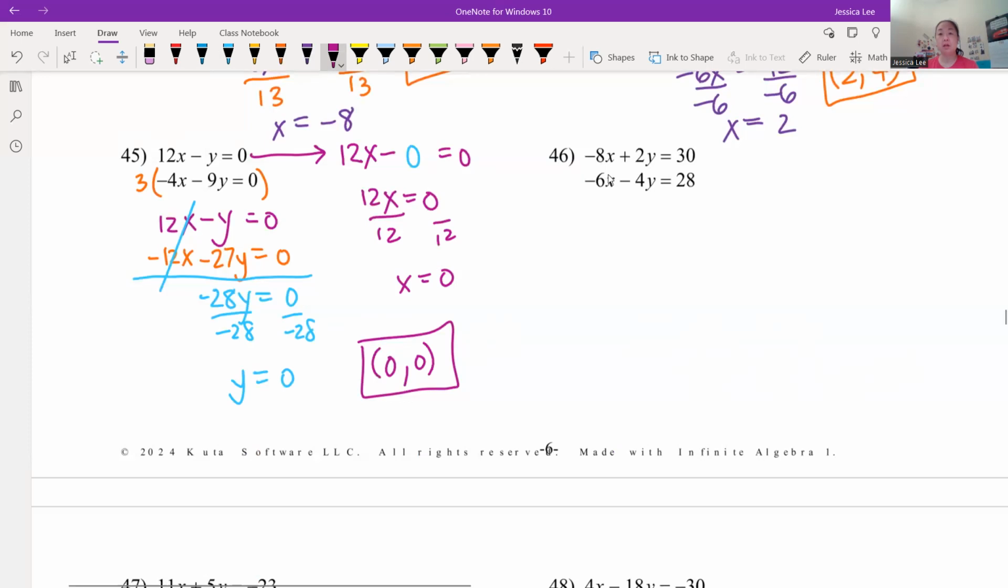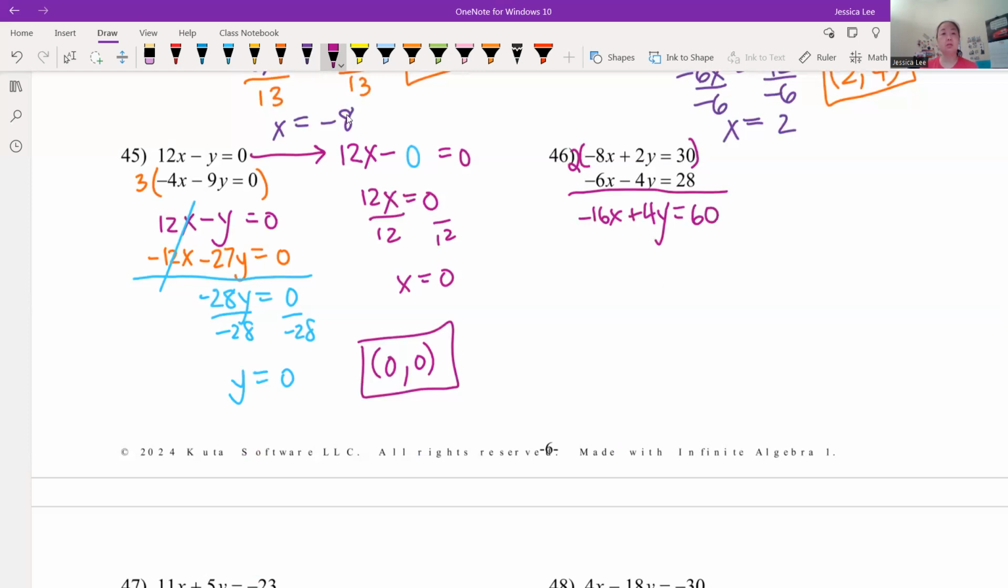All right, if you look right here, I noticed that the y's look a little bit simpler to multiply to get to be the same, right? And I see that the top is 2. And if I multiply this by another 2, that could give me a 4, right? So I'm going to multiply the top equation by 2. I'm doubling everything. Okay, so I'm going to get negative 16x. 2 times 2 is going to be 4, so plus 4y. 2 times 30 is going to be 60.